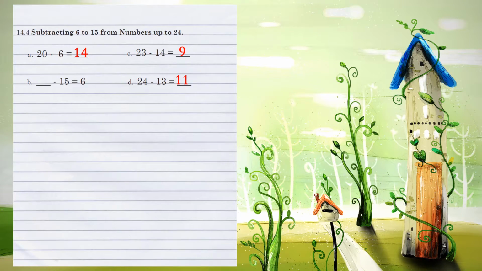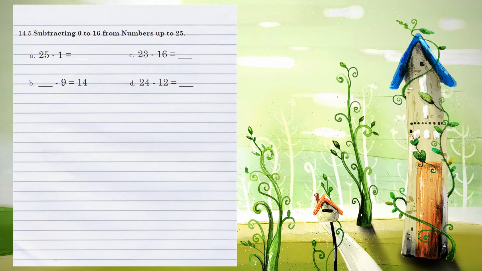Example B, what number minus 15 equals 6? Let's work backwards here and add the 15 and the 6 to see what we start with. So we have 16, 17, 18, 19, 20, 21. We added the 15 plus the 6 tally marks means we started with 21.